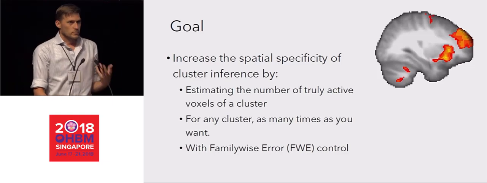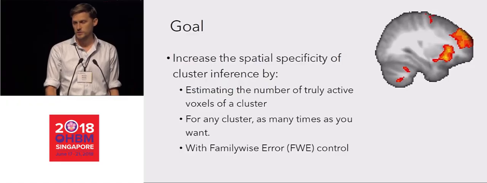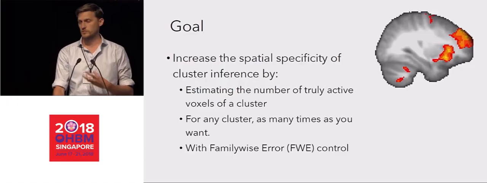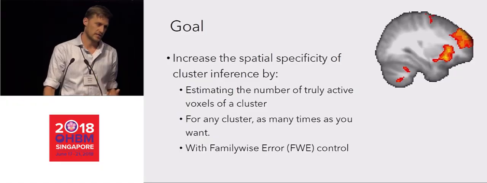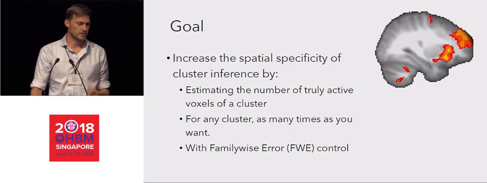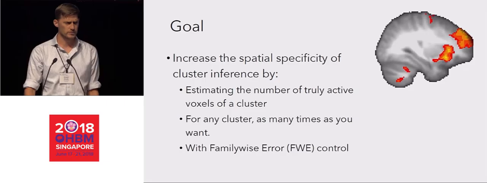So my goal for today is to show you a method that increases the spatial specificity of cluster inference by estimating the number of truly active voxels within a cluster. And we will do that for any cluster that we can think of, and as many times as you want, with full family-wise error control. So how are we going to do this?